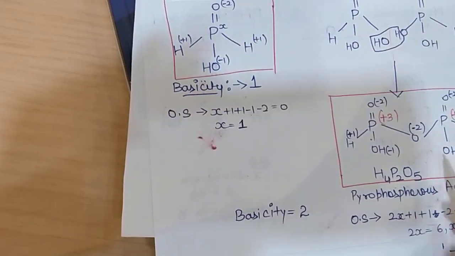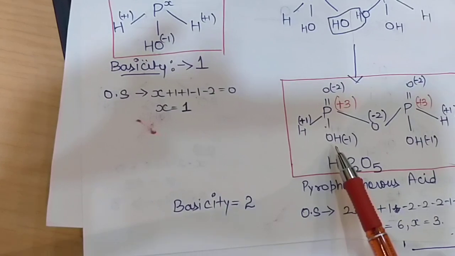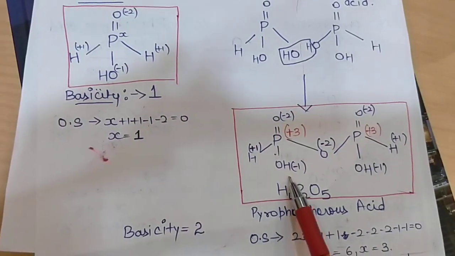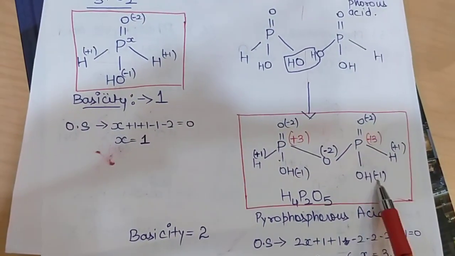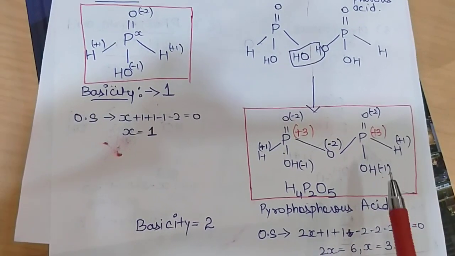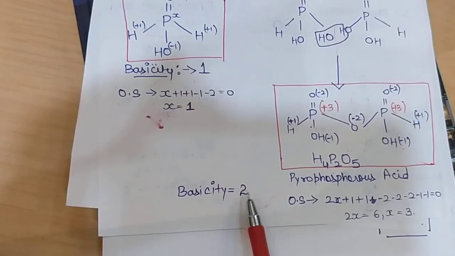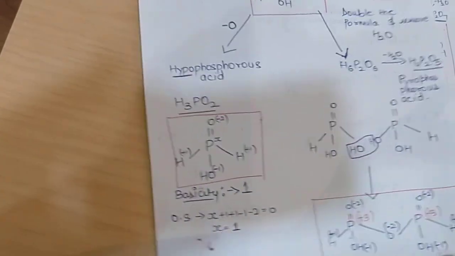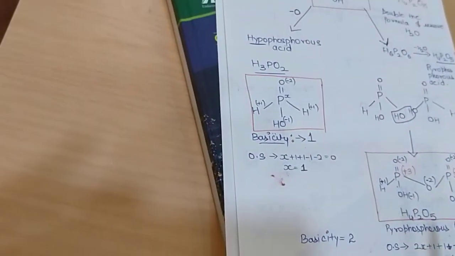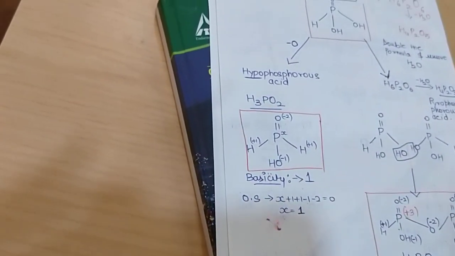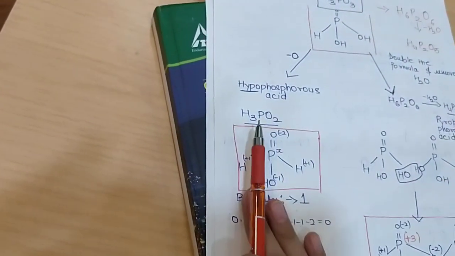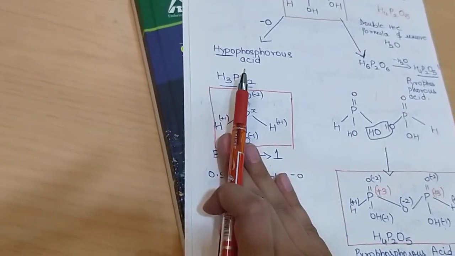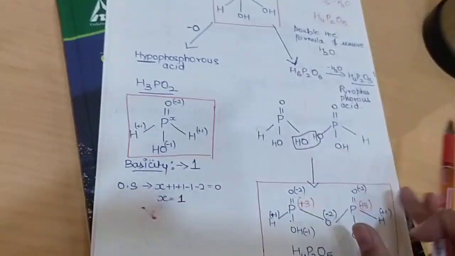Also, the basicity depends upon the number of OH groups present. The number of OH groups we can count, 1 and 2. 2 OH are present, so 2 ionizable protons are there. That means basicity is 2. These are very easy tricks. So we have to memorize two acids, that is phosphorus acid and phosphoric acid. From phosphorus acid we have generated two other acids. One is hypophosphorus, the other is pyrophosphorus.